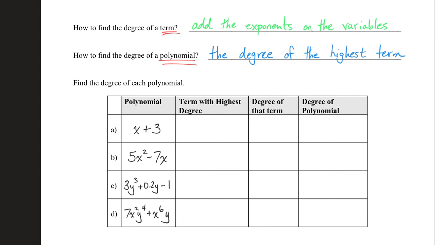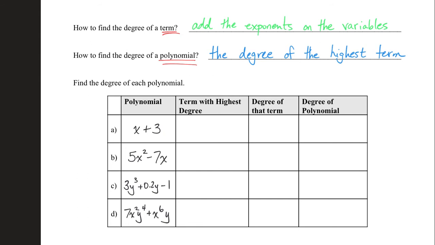So let's take a look at row A. Find the degree of each. That's the goal. We want to get from this first expression all the way over there to be able to define it by degree. So we're going to work on it in its bits. The first thing we do is address the term with the highest degree.